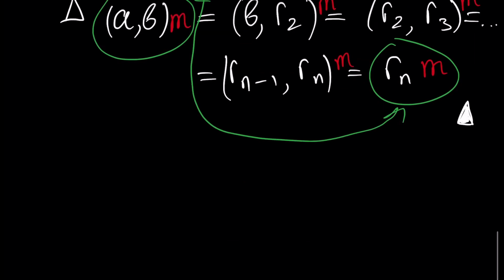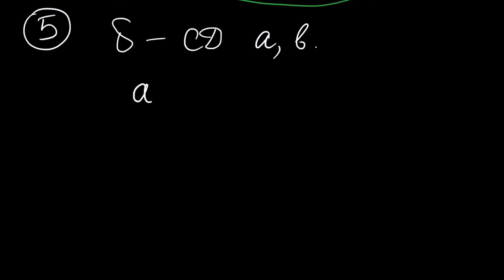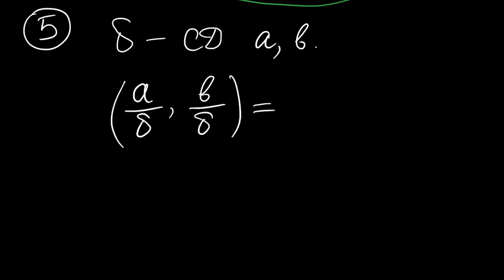Next theorem, theorem number 5 in our section, we can write: assume delta is a common divisor, or CD, of two numbers a and b. In this case, consider a divided by delta and b divided by delta. Since delta is a divisor of a and b, these two fractions are integers, and the greatest common divisor of these two numbers will be equal to the greatest common divisor of A and B divided by delta.